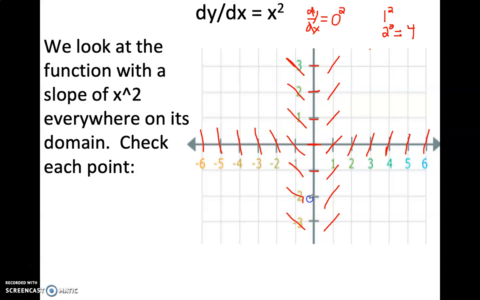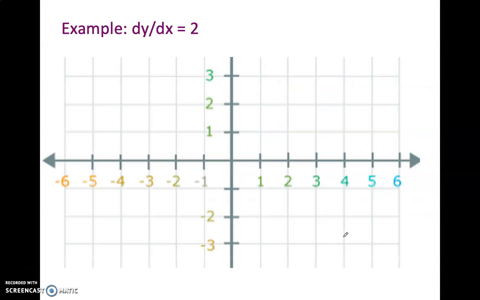A lot of people like to compare them to ripples in a pond or something. Like you can see everything's spreading out. But all these slopes that we have here are going to repeat themselves as you go vertically. All right, but that's what a slope field is. That's how you create one. We'll do a couple examples.